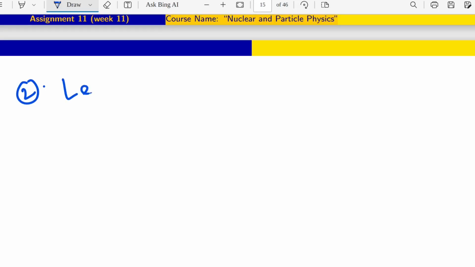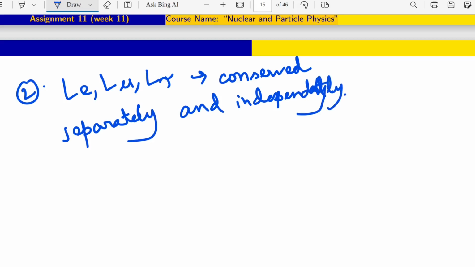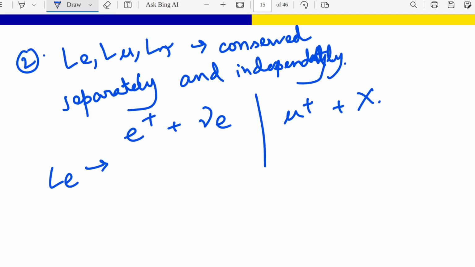The criteria was that Le, Lμ, Lτ should be conserved separately and independently. So let us first consider Le. Le means only electron type lepton number. So for electron type lepton number, e+ will be -1. νe will be 1, right? But μ+ does not have any electron type lepton number. It has muon type lepton number. So for electron type lepton number consideration, it will be 0. And what will be about x?